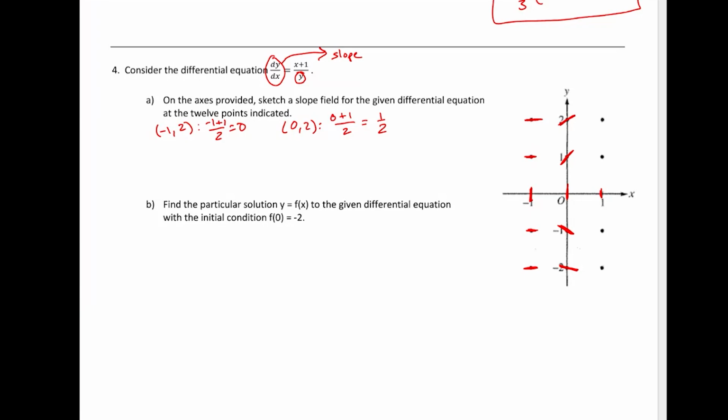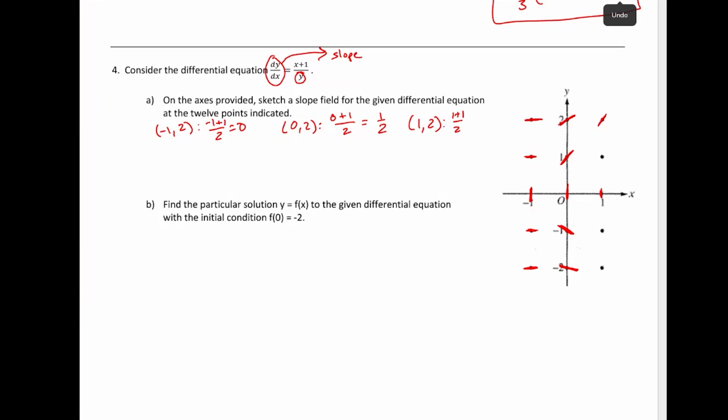Now, when x is 1, we'll just do 1 point to just kind of show you what's going to happen here at 1, 1. 1, 2. We're going to have 1 plus 1 over 2. That's 2 divided by 2 is 1. Okay, yeah, my slopes aren't really looking that great here. I'm trying to get it to look good, but okay.